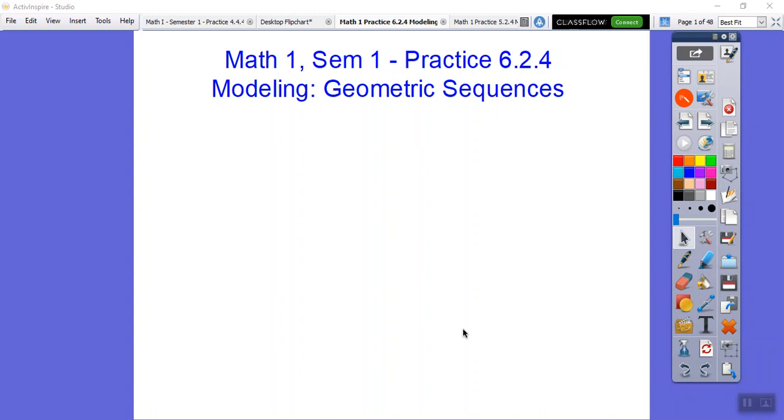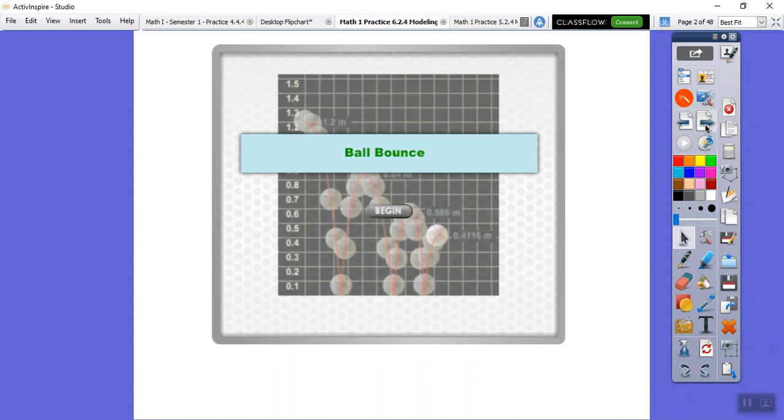Hey everybody, this lesson is a practice for Unit 6 on geometric sequences. Okay, so here we go. So it's talking about bouncing balls.